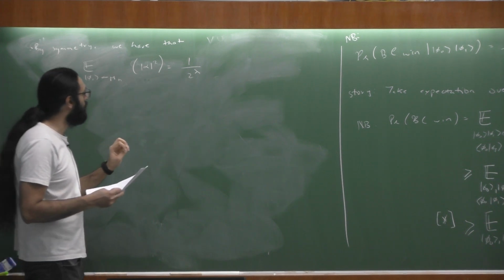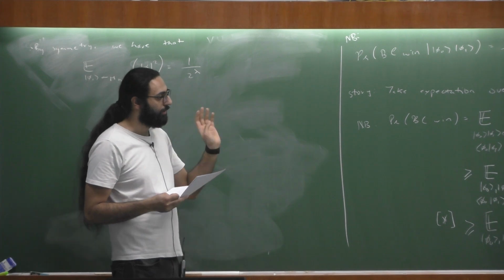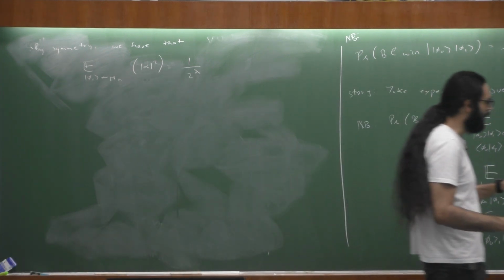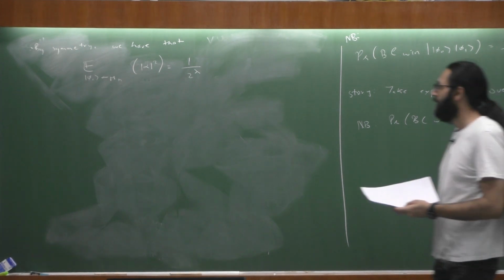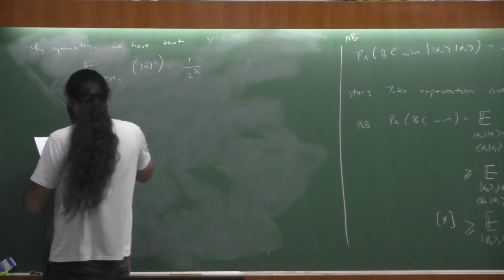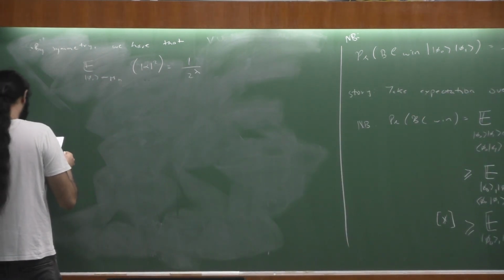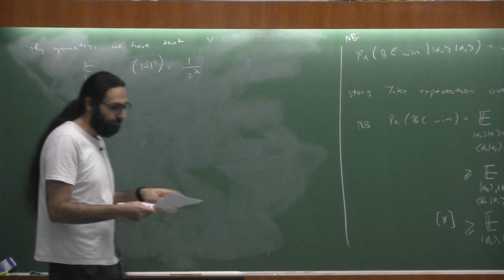What is lambda? Lambda would be the number of registers, I guess. So these vectors are on lambda many qubits. Okay, so this is fine.